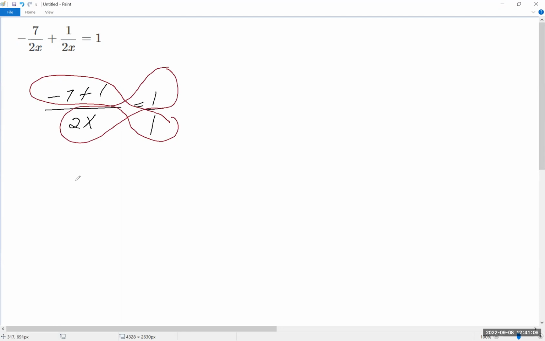And so I've got 2x is equal to, let's see. Yeah, so this is a -6, right? Is equal to -6. Let me just double check my work. And then divide by 2. So x is -3. And just because that went so quickly, I think I should check my work.